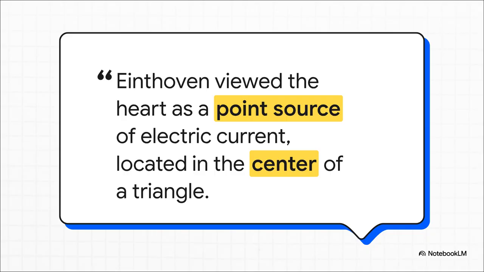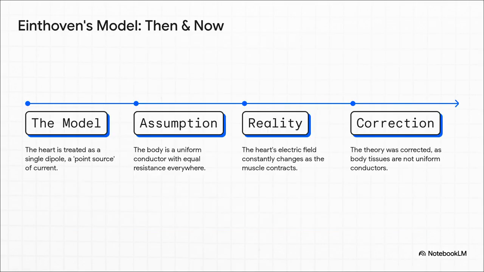Well, the answer comes from a moment of pure genius. A guy named Willem Einthoven, one of the pioneers in this field, came up with a wild idea. He said, look, what if we just simplify? What if we pretend that all that complex electrical activity in the heart, what if we treat it as if it's all coming from one single dipole right in the middle of the chest? And this model was a total game changer.